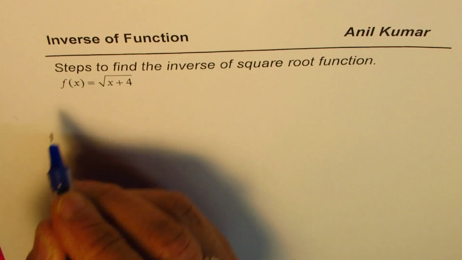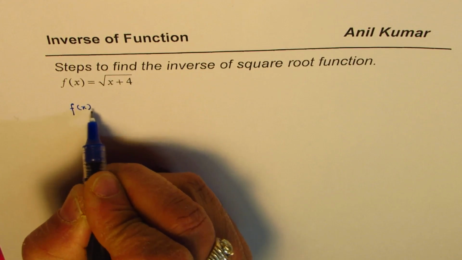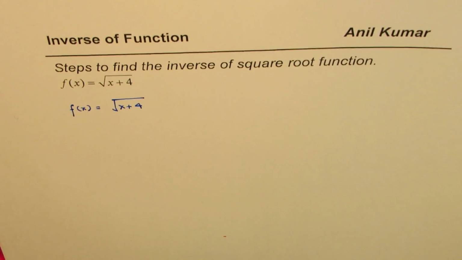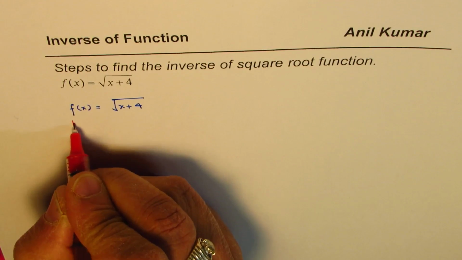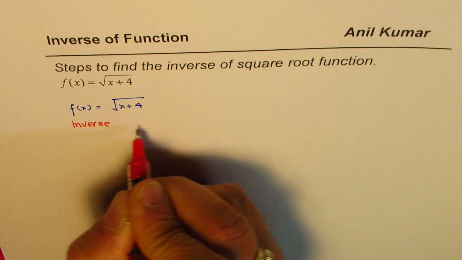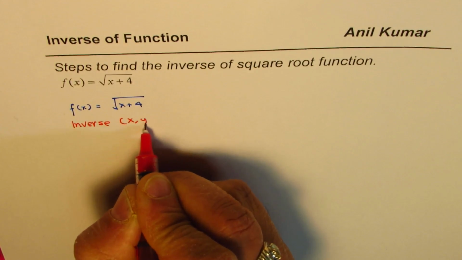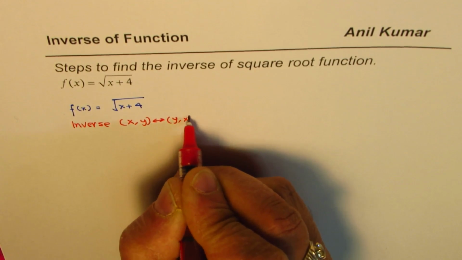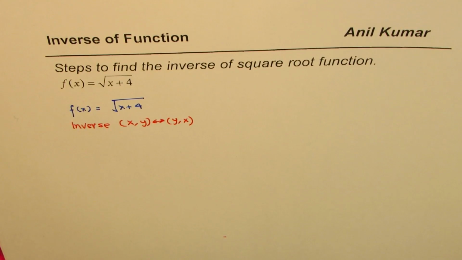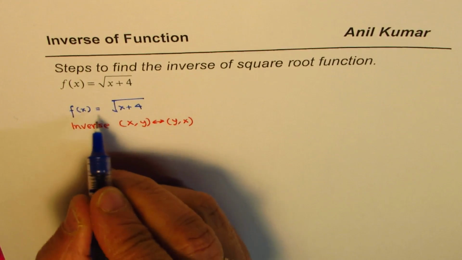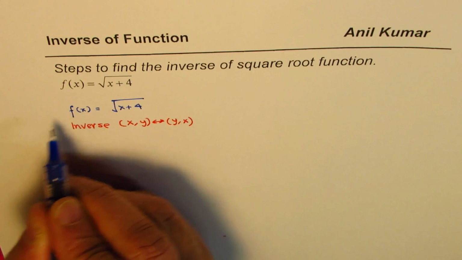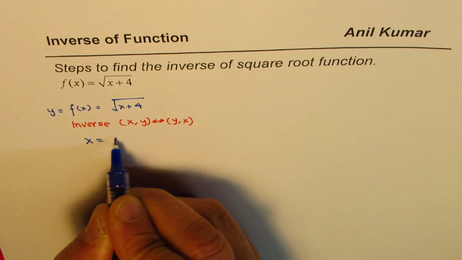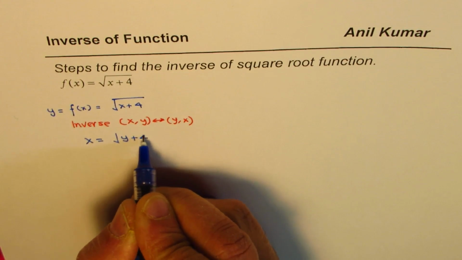Okay, so we are given the function f of x equals square root of x plus 4. To find inverse, what will you do? We will swap x and y, right? So we'll change x with y and y with x, and then we are going to solve for y, correct? So we have y equals square root of x plus 4. We'll swap, so we'll write this as x equals square root of y plus 4.